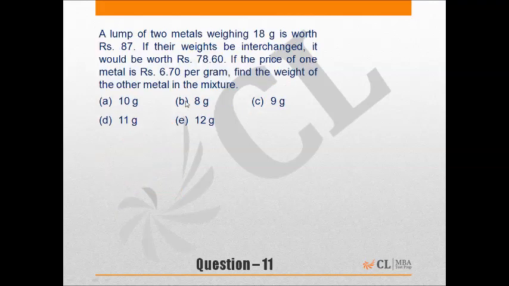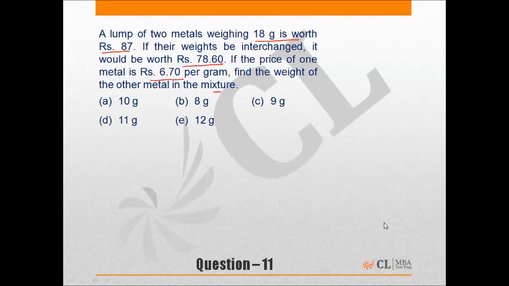Question 11. A lump of two metals weighing 18 gram is worth rupees 87. If their weights be interchanged, it would be worth rupees 78.6. Price of one metal is 6.7 per gram. Find the weight of the other metal in the mixture.